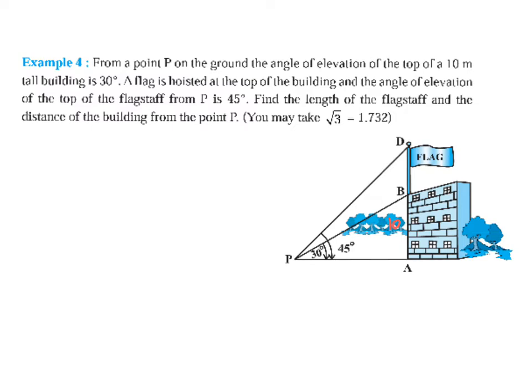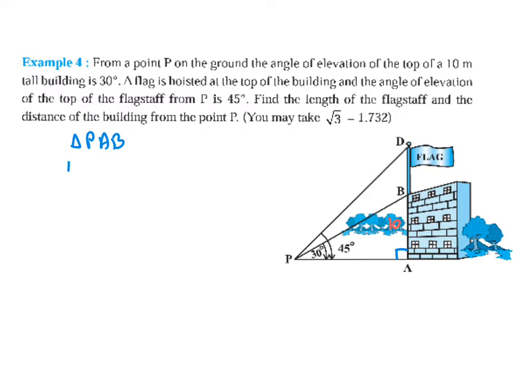This forms two triangles. One is triangle PAB and another is triangle PAD. So let us first deal with the triangle PAB. This is 90 degrees. Now in triangle PAB, we know the angle which is 30 degrees. We know the opposite side which is 10. We need to find out the adjacent side AP. So opposite over adjacent, which ratio? Tan. What is the angle of elevation for PAB?